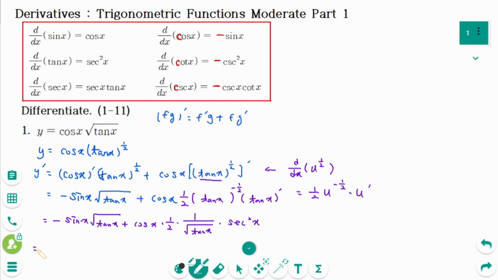The final answer is minus sine x square root of tangent x plus, cancel the cosine x and 1 secant x, so secant x over 2 square root of tangent x.